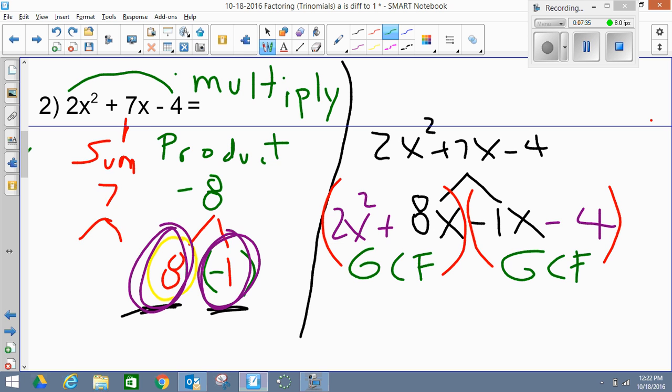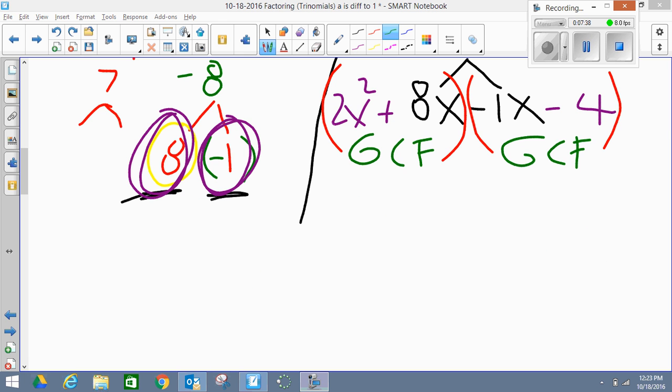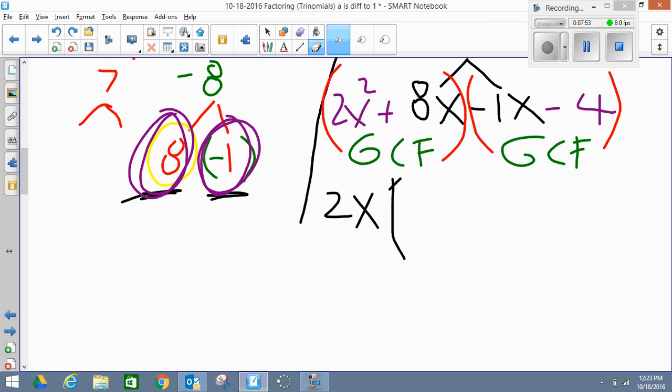First parenthesis, the 2 is a common factor. X is a common factor. I bring the x with the lowest exponent. Now I open my parenthesis. That's supposed to be a parenthesis. So, open parenthesis. Here we go.